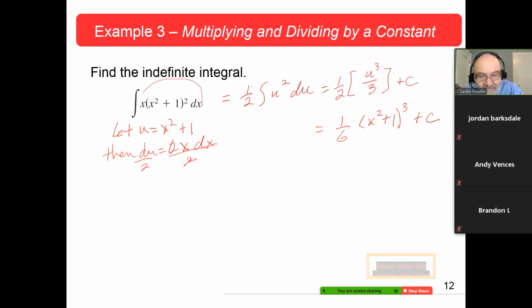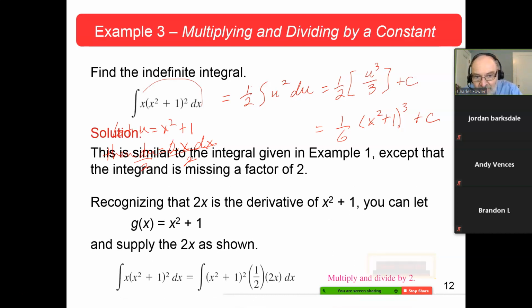Let's see what they think it is. Similar to the integral in example 1, except the integrand is missing a factor of 2. Now, recognize that 2x is the derivative of that. You can let u equal that, and what they do here, which is fine, is the only reason they multiply and divide here is to get their pattern recognition done and get the 1/2 on the outside, leave the 2x on the inside because that's where you want it. But my goodness, isn't that just going around your elbow to get to your ear? I mean, it's perfectly correct and doable, okay?